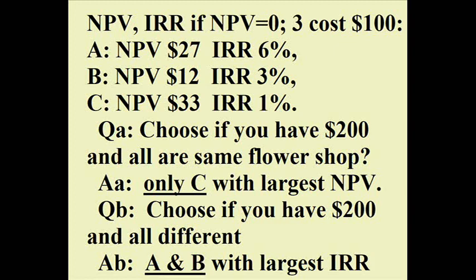What if these are 3 different firms? Auto shop, flower shop, insurance company, and you have 200. You can only do 2 of the 3. You would choose the highest internal rates of return, which here would be A and B.